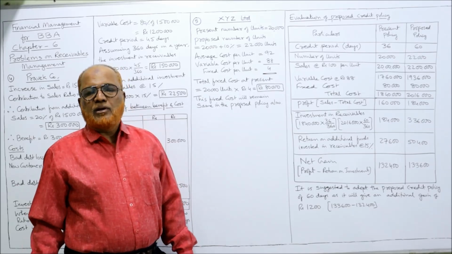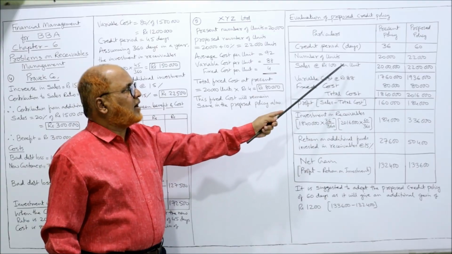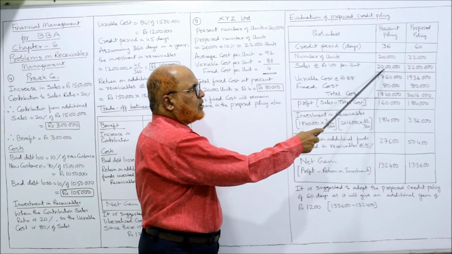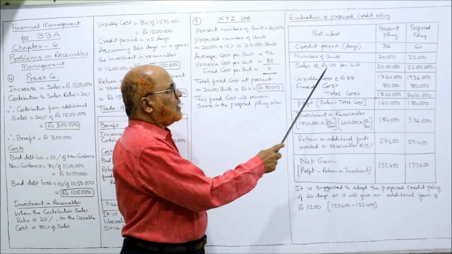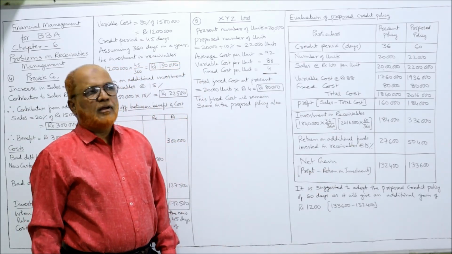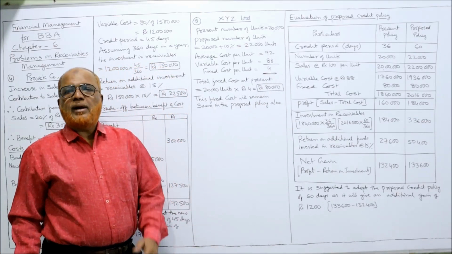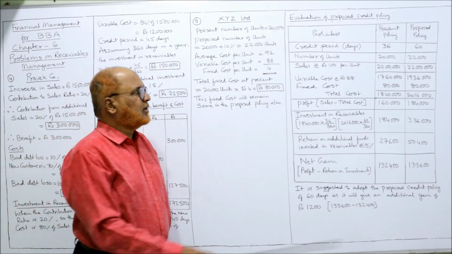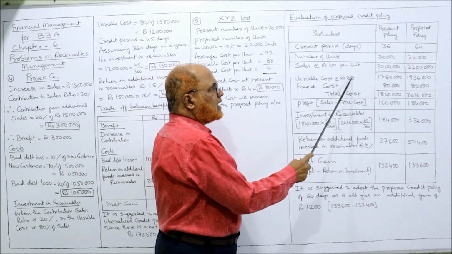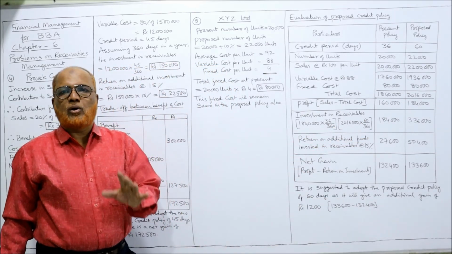Now sales, what is the selling price per unit? 100 rupees. So sales at the rate of 100 per unit, multiply 100 into 20,000, you will get 20 lakh. Similarly, 100 into 22,000, you will get 22 lakh. That is the sales. Now variable cost. Variable cost per unit is 88 rupees. Multiply 88 with number of units. 88 into 20,000, you will get 17 lakh 60,000. 88 into 22,000, you will get 19 lakh 36,000. That is the variable cost.